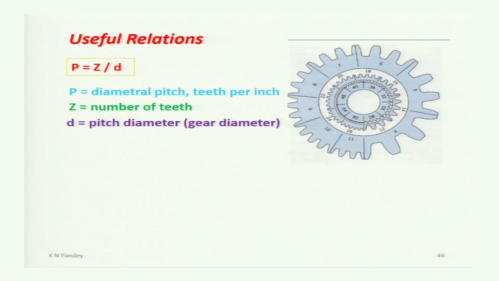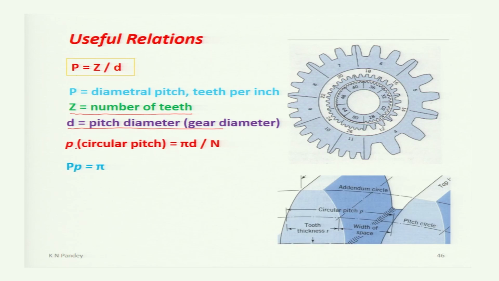Now, some useful relations. If you have a gear and on that gear the number of teeth is represented by Z, and the pitch circle diameter is represented by small d, then the ratio of Z divided by d is called the diametral pitch, and its unit is teeth per inch.